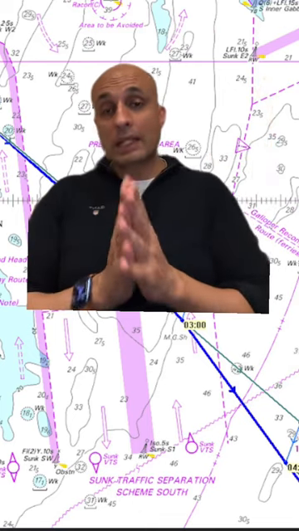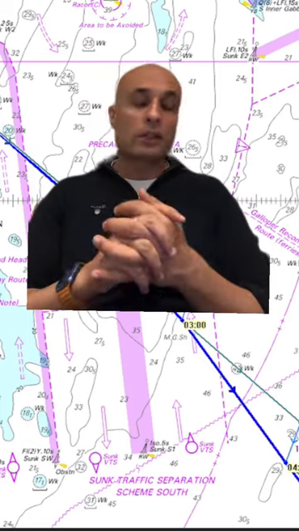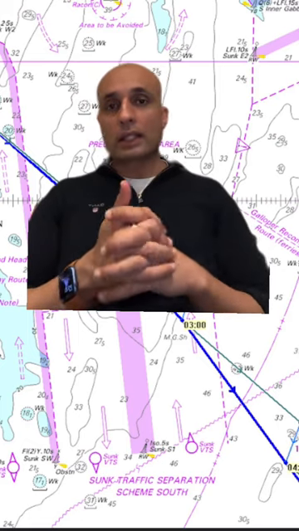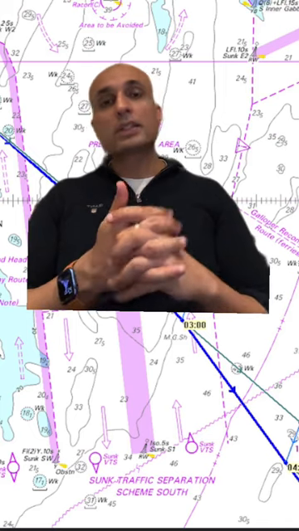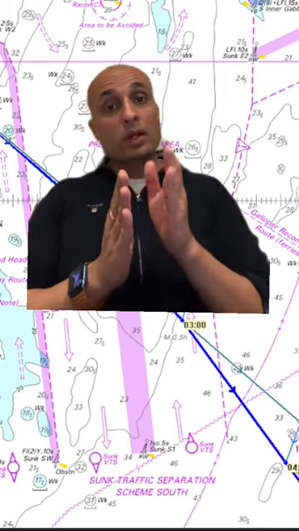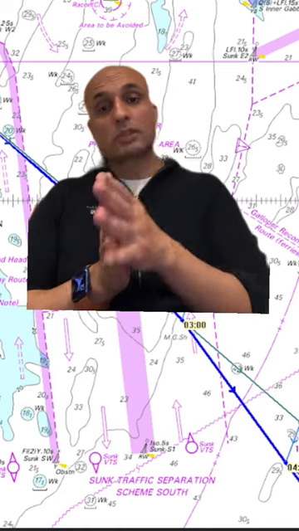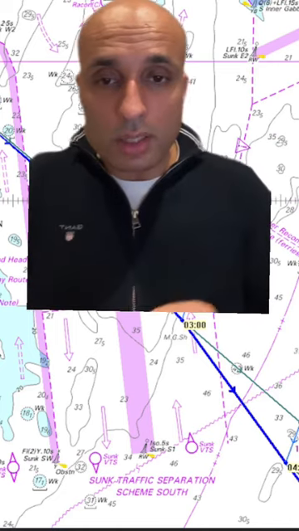Safe passage का सबसे अच्छा example है deep water routes in channels, in narrow channels, in TSS areas, in fairways, जो deep water routes, and if you are obliged to follow a deep water route, that becomes your safe passage. So I hope I'm able to answer you that.